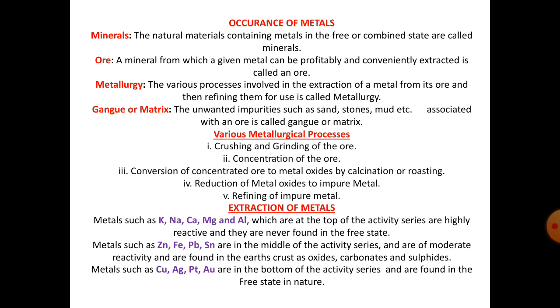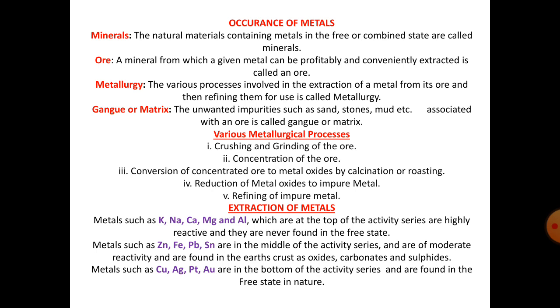So what are the various metallurgical processes? The five different steps: the first one is crushing and grinding of the ore. Number two is concentration of the ore. I'll tell you what concentration is a little bit later. Third is conversion of the concentrated ore to metal oxides, either by calcination or roasting. We'll come to calcination and roasting even later. Next, reduction of metal oxides to impure metal. And finally, refining of the impure metal. As we go ahead with these slides, you'll understand these terms better.